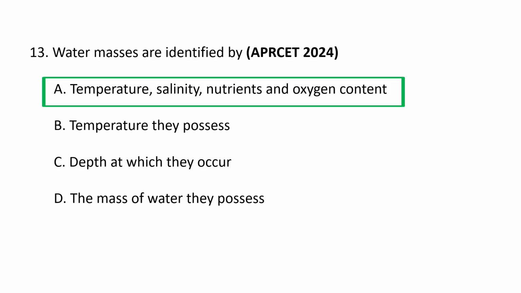Water masses are primarily identified and traced using the characteristic temperature and salinity values, which are considered conservative properties because they only change through mixing at ocean boundaries. And nutrients and oxygen are also used as non-conservative tracers to help determine a water mass's history and age. So water masses are identified by temperature, salinity, nutrients, and oxygen content. A is the correct option.